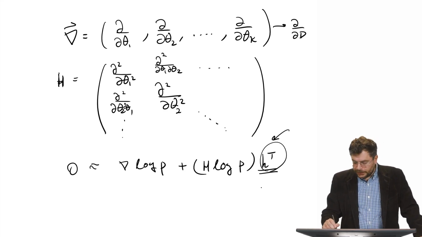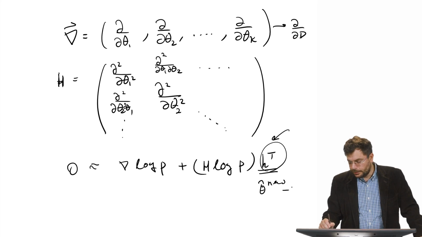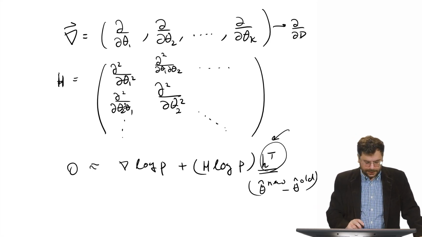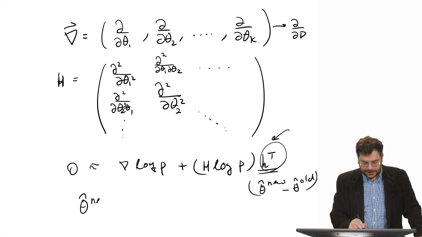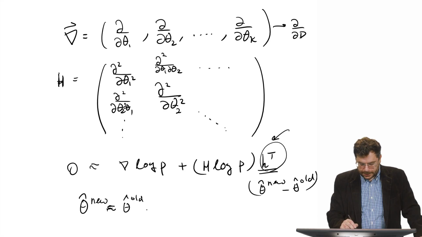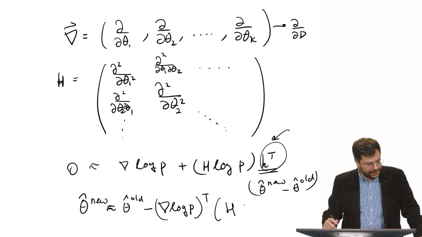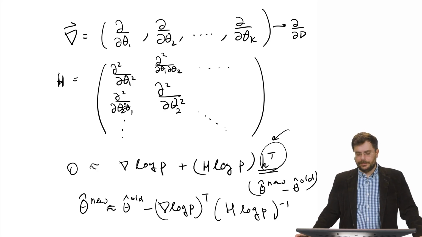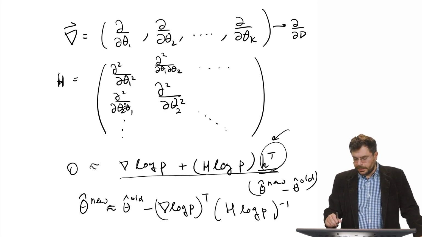And knowing that h is theta nu minus theta old, then we can actually solve for theta nu in terms of theta old. And what that gives us is a theta nu approximately equal to theta old minus gradient log p transpose multiplied by the Hessian log p inverse, right? I've essentially just solved this equation for theta nu.